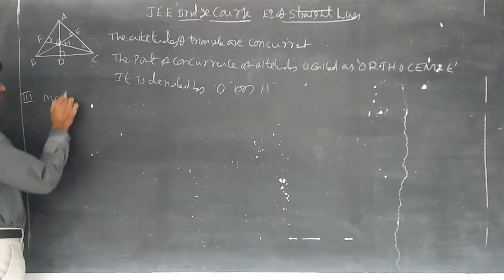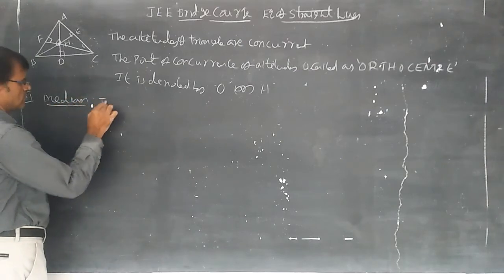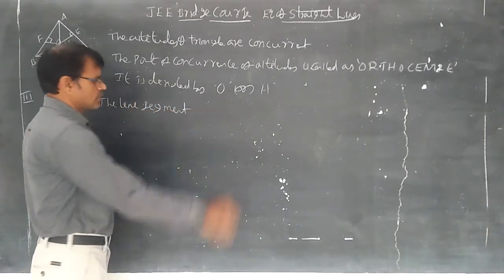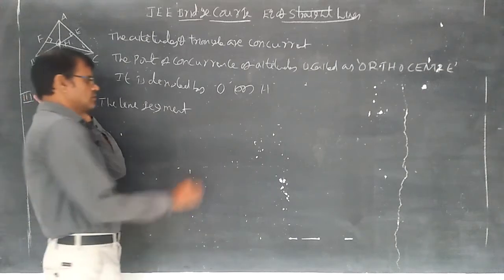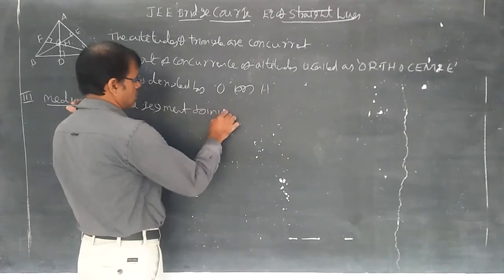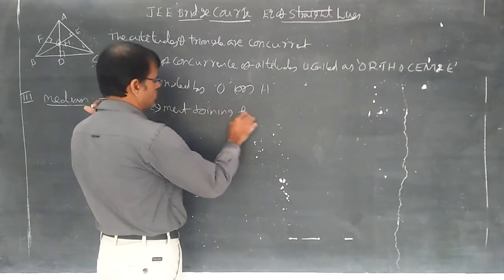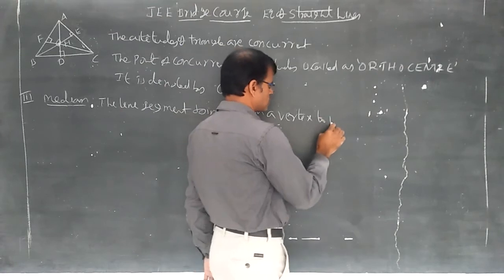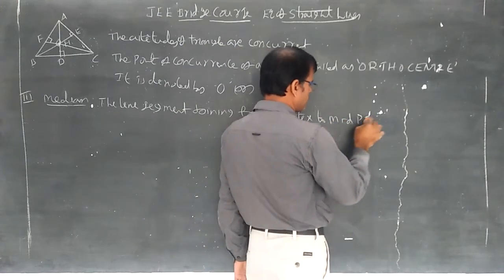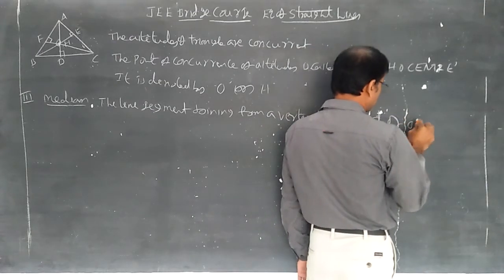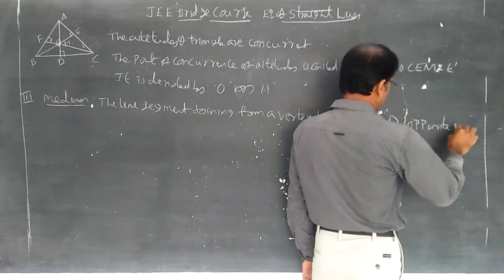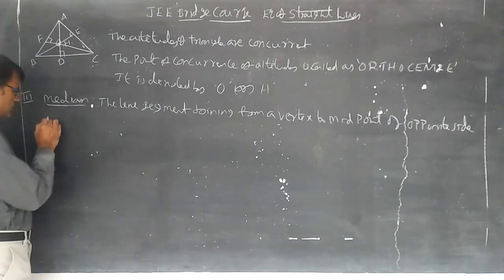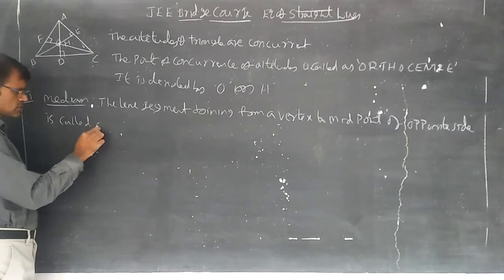Let us write the definition of median. The line segment joining a vertex to the midpoint of the opposite side is called a median.